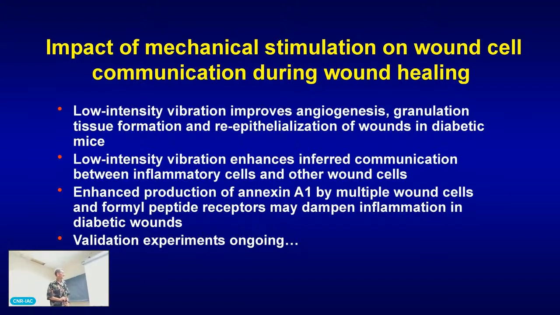So to summarize that part, low intensity vibration improves angiogenesis, formation of granulation tissue, and closure of the wounds, reepithelialization in diabetic mice. We know that it reduces neutrophil accumulation in the wounds as well. I didn't show that data. And one of the ways that it might do that is by increasing communication between other cells and neutrophils involving an annexin A1 pathway. And this is thought to both induce apoptosis of neutrophils and prevent migration. So it could have an anti-inflammatory role in that way.